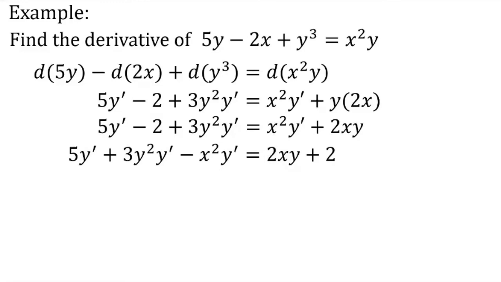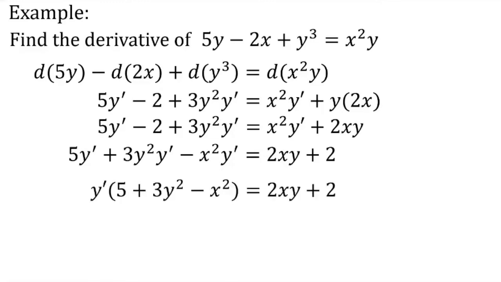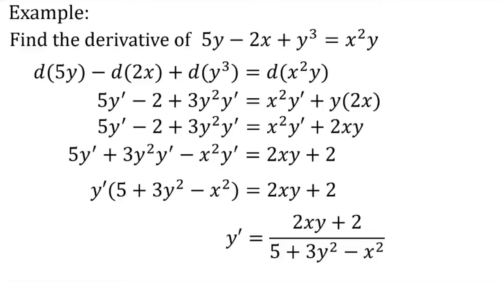And then you are going to factor out y prime. So this will become y prime times 5 plus 3y squared minus x squared equals 2xy plus 2. Then divide both sides of the equation by 5 plus 3y squared minus x squared. So this will become y prime equals 2xy plus 2 all over 5 plus 3y squared minus x squared.